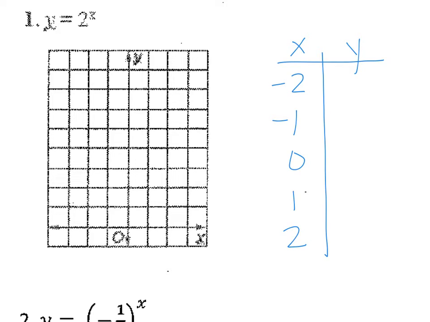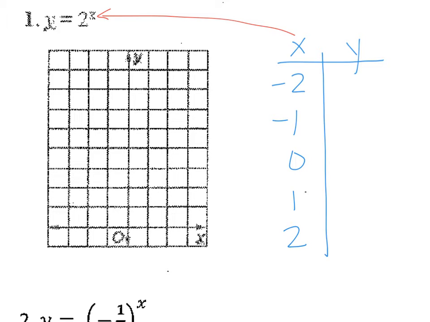Very similar to how we graphed lines. But when we did lines together, we just did the -2, the 0, and the 2. All right, and so what we're going to do is take these values here and plug them in for the x right there.